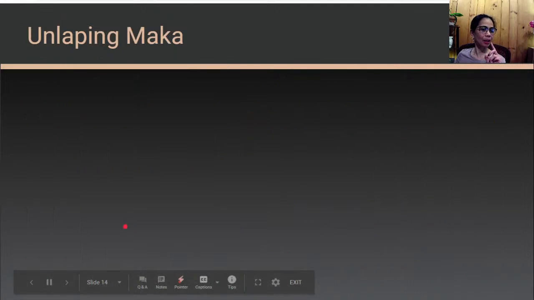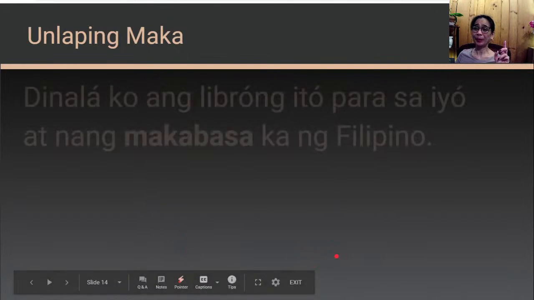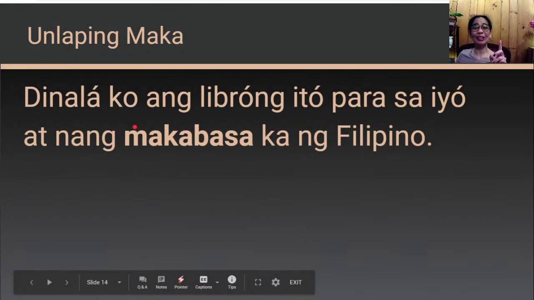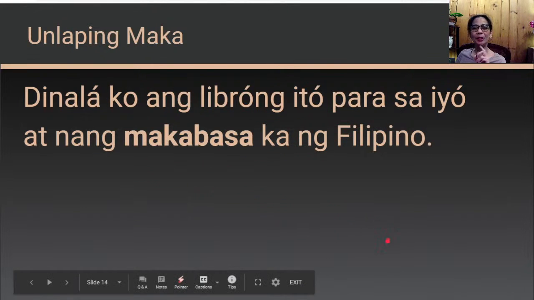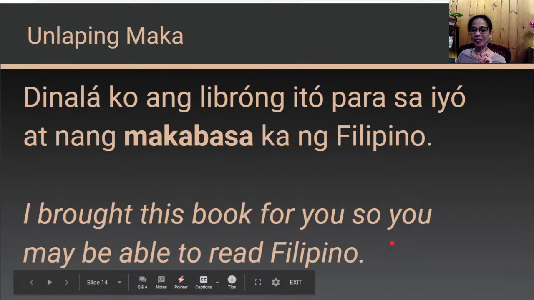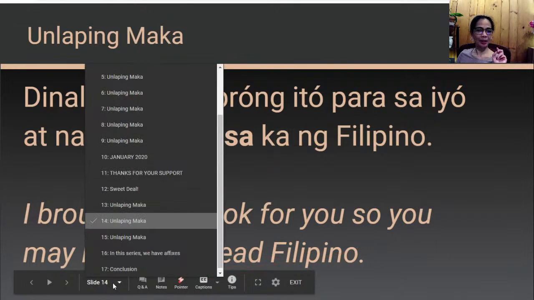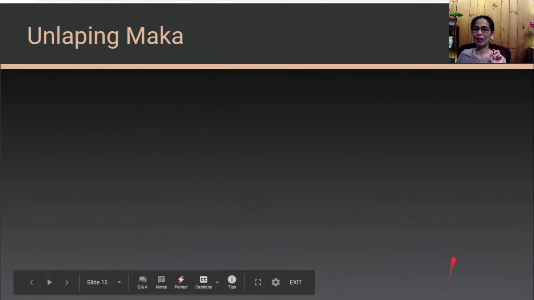My example is, hello, Mama San. Hi, Mom Demi. I'm okay. I will go back to you. Dinala ko ang libro. This is my example. Dinala ko ang librong ito para sa iyo at nang makabasa ka ng Filipino. Pause it if you need. And also this one.